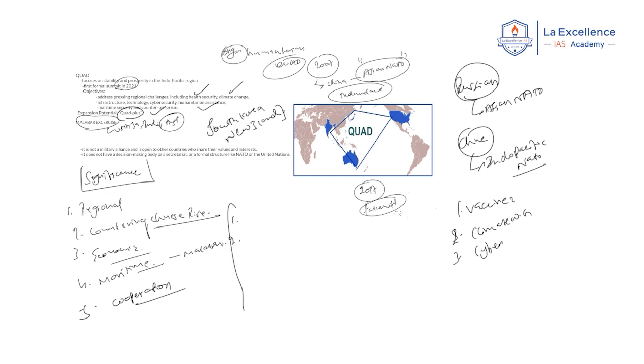Another thing is domestic politics. Domestic political considerations could limit the ability of members to cooperate with one another. For example, India's domestic politics could make it difficult for the country to align itself too closely with the USA, because India has to have friendly relations with Russia. India also has to maintain de-escalation with China.